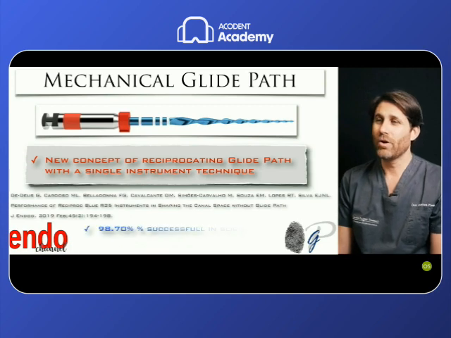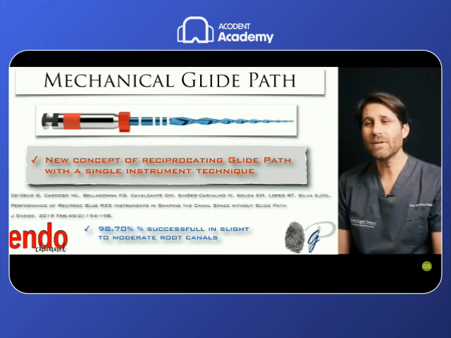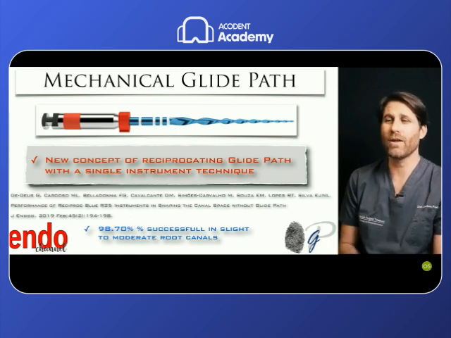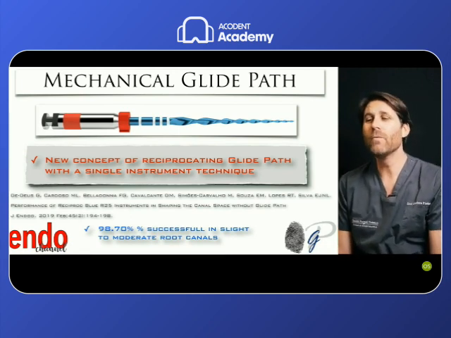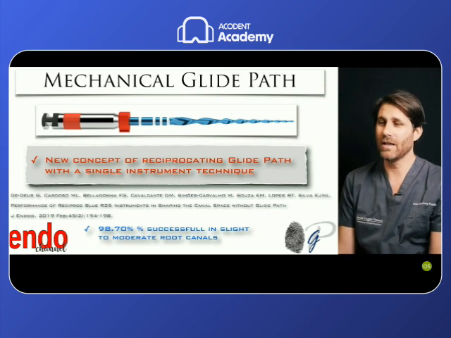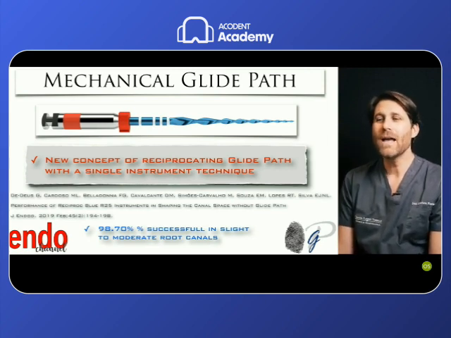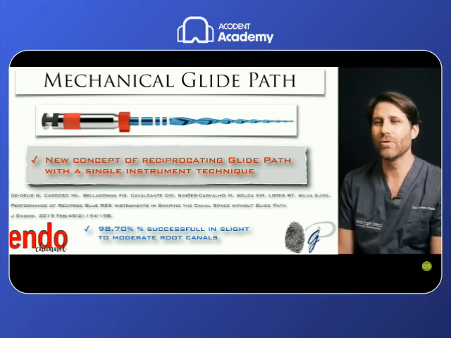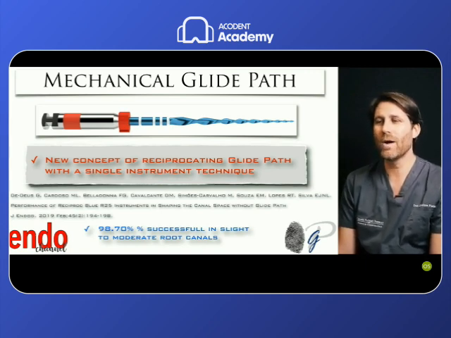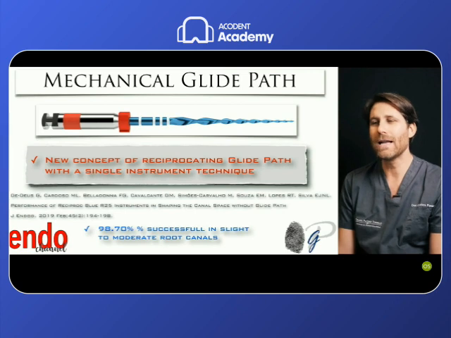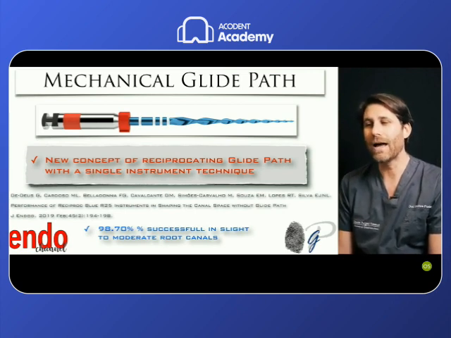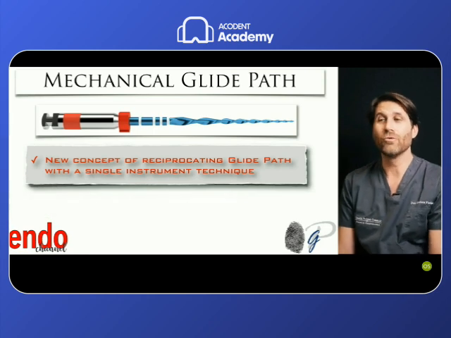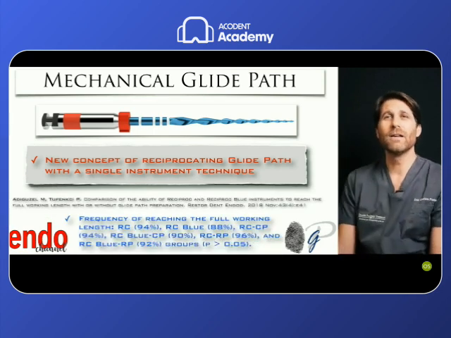This is with Reciproc M-Wire, but the same results they have obtained with the Reciproc Blue. The evolution of the Reciproc M-Wire, in this study published in the last months, they have obtained more than 98% successful scouting and negotiation with the Reciproc Blue 25 without any glide path in slight to moderate curved root canals. So these numbers are very successful.